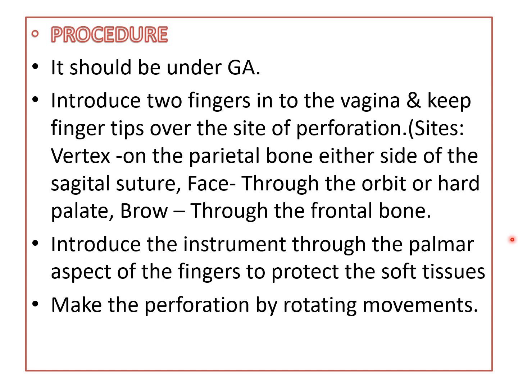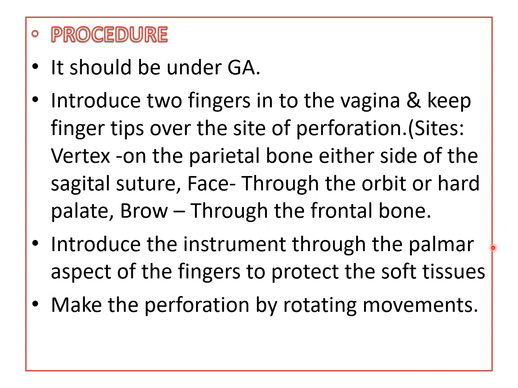Now let us see the procedure. It should be done under GA, and the person performing should introduce 2 fingers into the vagina, and under the guidance of these 2 fingers, he can introduce the instrument which is making this craniotomy. The sites for making the craniotomy include, in the vertex presentation, the parietal bone on either side of the sagittal suture; in the case of face presentation, through the orbit or through the hard palate; and in brow presentation, through the frontal bone.